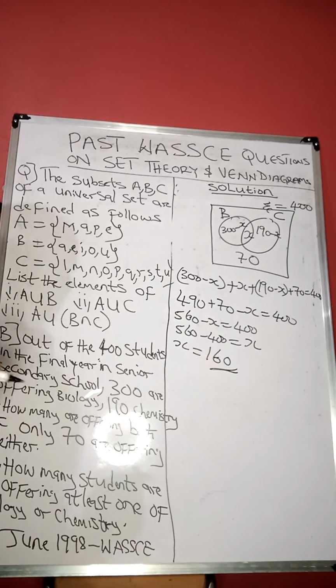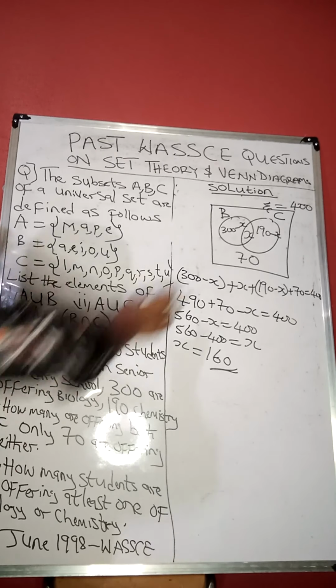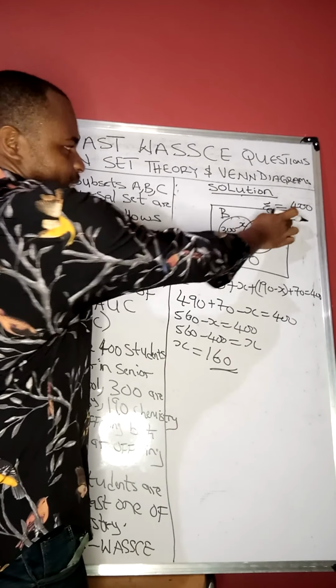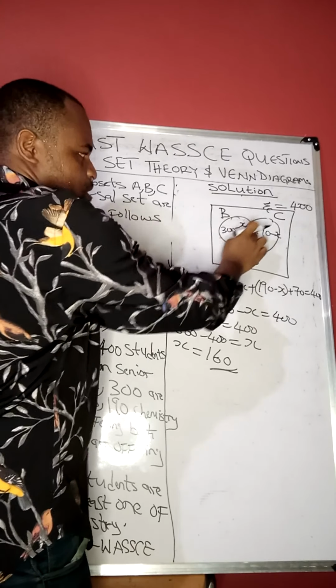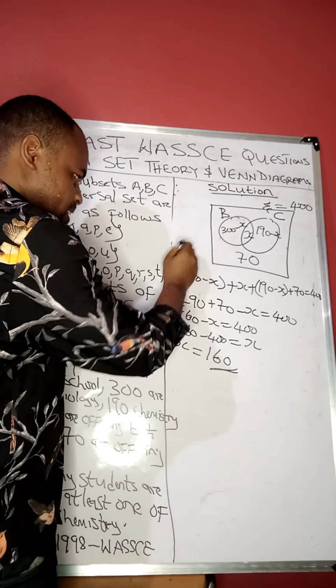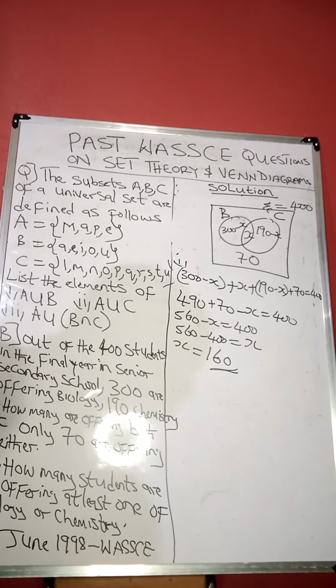All right, now I've gotten X as 160. So let's see what the question asks us. How many are offering both? How many are offering both subjects? Look at it, both subjects, where B intersects with C, where biology intersects with chemistry, is X. So we've answered our first question. This is the answer to the first question, 160.